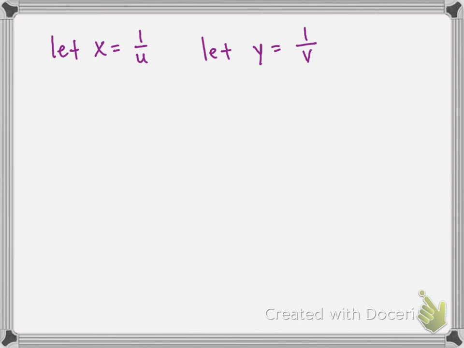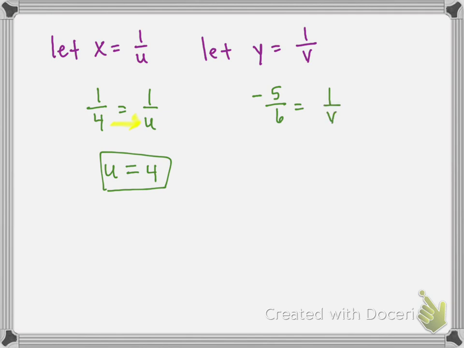We got for x that it's 1/4. So 1/4 equals 1 over u. Doesn't that imply that this number must be u? Because 1 over something equals 1 over u. So therefore u equals 4. And we got for y negative 5/6, and that equals 1 over v. Now to solve for v, I can cross multiply, and I get negative 5v equals 6. So v equals 6 over negative 5.